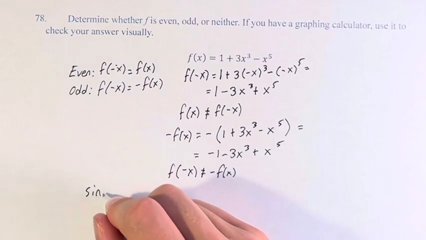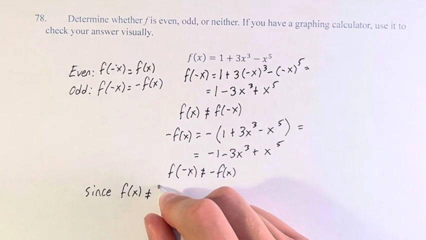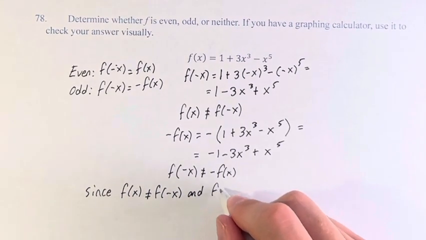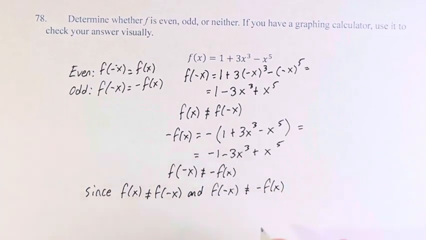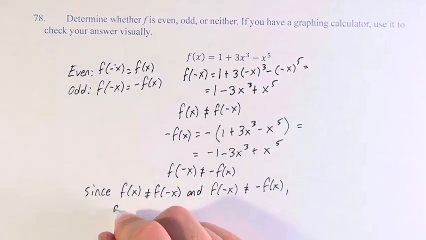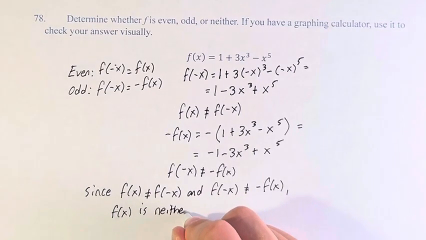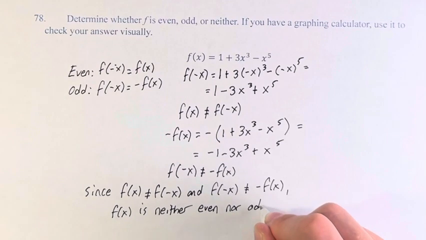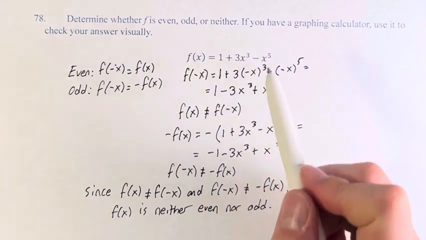And so, since f of x does not equal f of negative x, and f of negative x does not equal negative f of x, f of x is neither even nor odd, for f of x is equal to 1 plus 3x cubed minus x to the fifth.